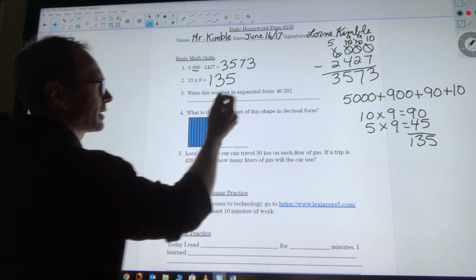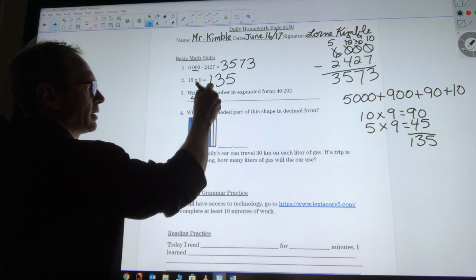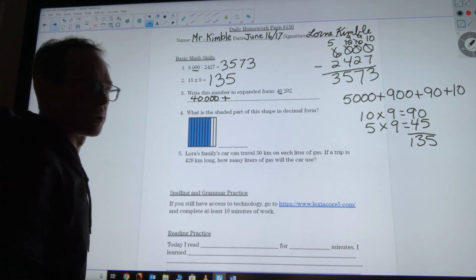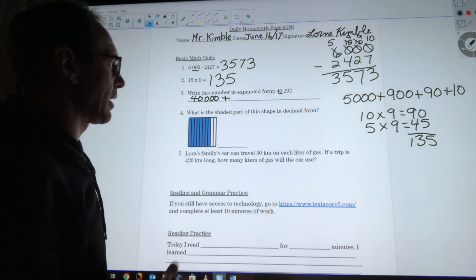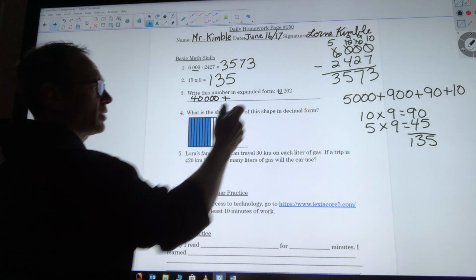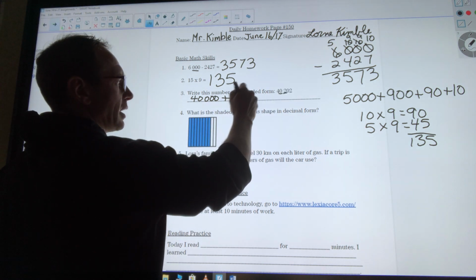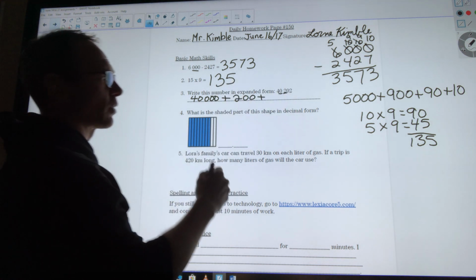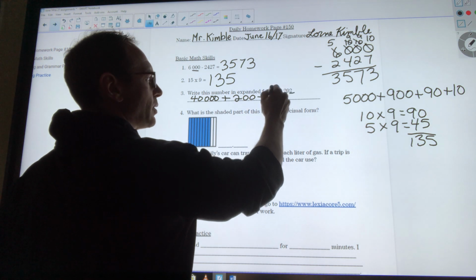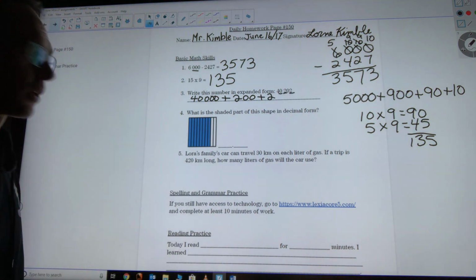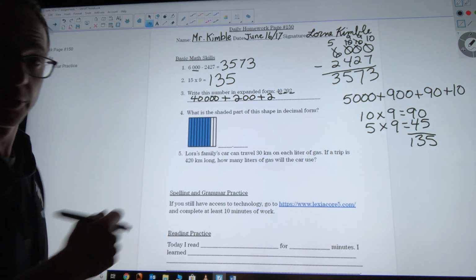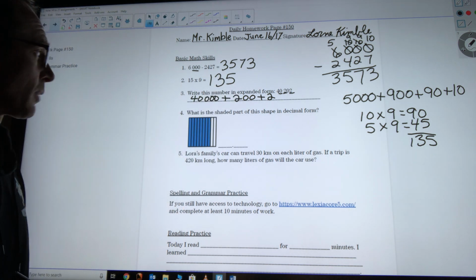Want to know the expanded form of 40,202? Well, the 4 is in the 10,000s place, so it's worth 40,000. We don't have anything in the thousands place, so we would just add a 0, which we don't have to write down because adding a 0 doesn't change anything. This 2 is in the hundreds place, so that's 200. There's nothing in the tens place, so same thing, I don't have to put that in. And then this 2 is in the ones place, so it's actually worth 2. So 40,000 plus 200 plus 2 is the expanded form.